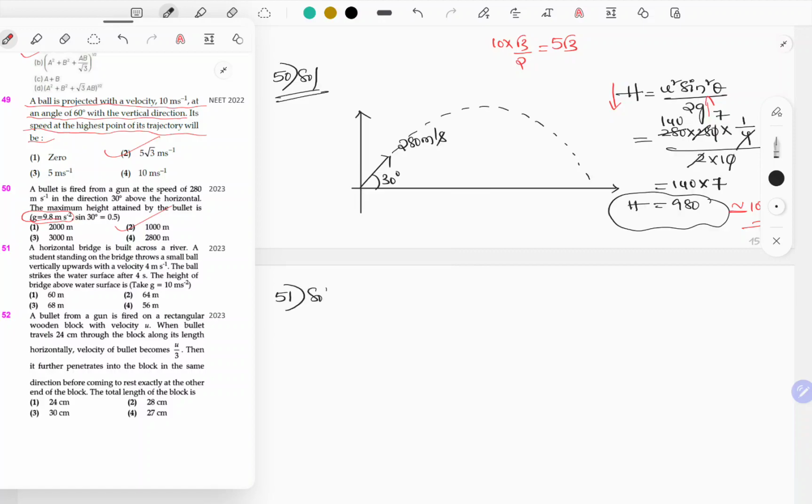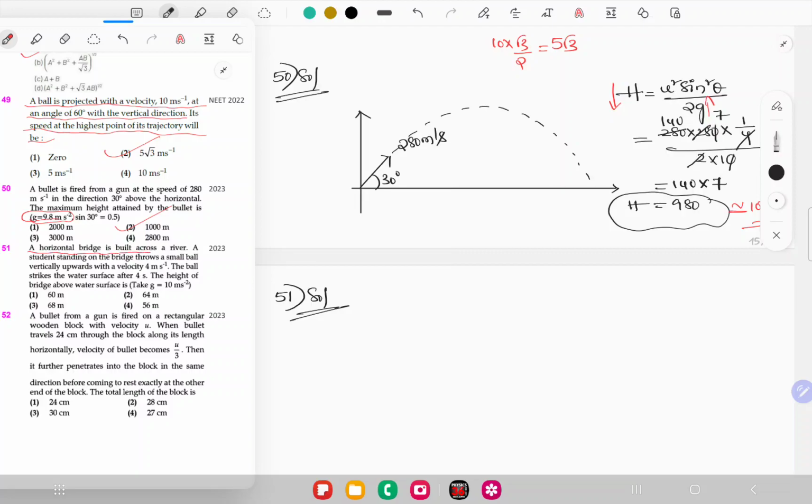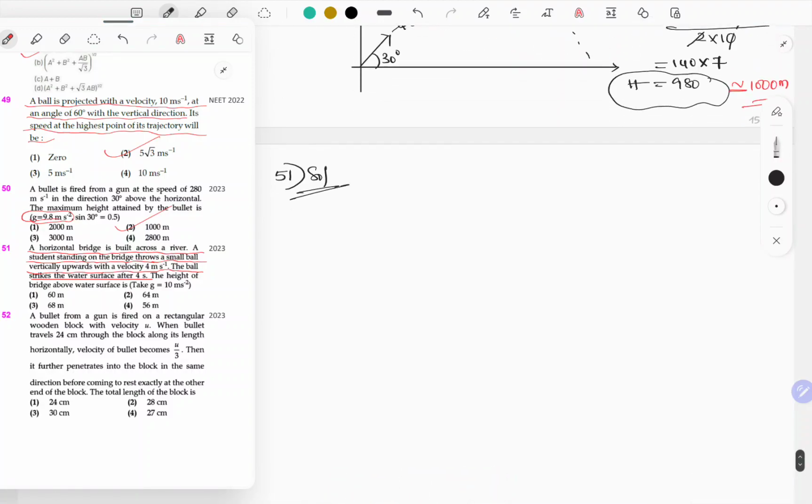In question 51, a horizontal bridge is built across a river. A student standing on the bridge throws a small ball vertically upward with a velocity of 4 meter per second. The ball strikes the water surface after 4 seconds. Find the height of the bridge over the water surface. Okay, super question.